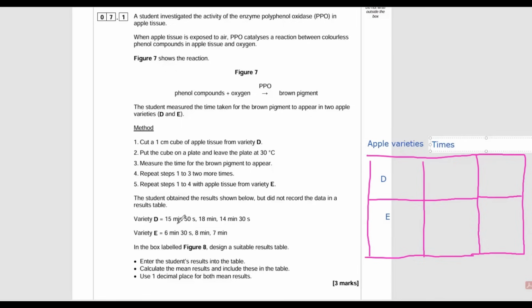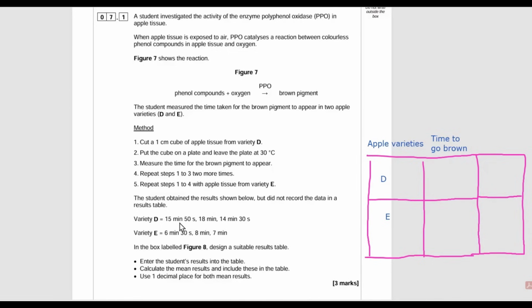Your dependent variable is what you measured, and they measured the time. Time to go brown, I should call that, rather than just times. Let's give it a little bit more nuance: time to go brown. That's still a pretty crusty name, but there we go. Time for the brown pigment to appear would have been a better title, but I'm just going to leave it as time to go brown.